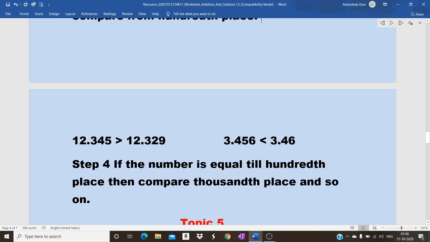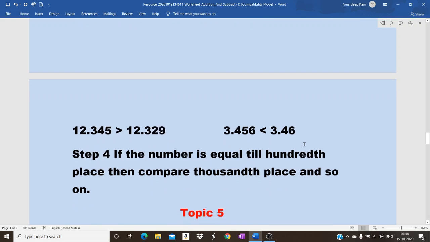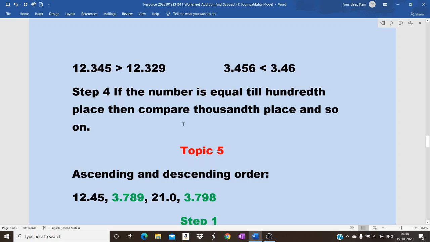3.456 and 3.46. So 3.4 and 3.4 are the same. At the 10th place, 6 is here and 5 is here at the 100 place. 6 is bigger, so this side number is bigger. In the same way, I keep on deciding. If the number is equal till the 100 place, I'll move on to the 1000 place. So remember, from left to right, we keep on shifting.